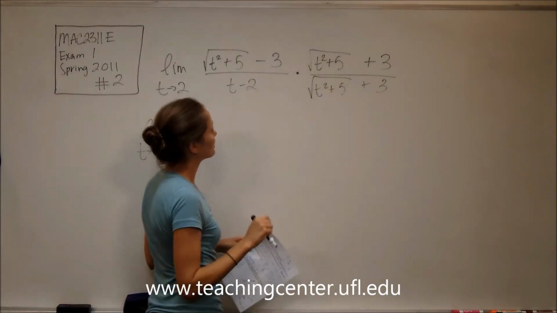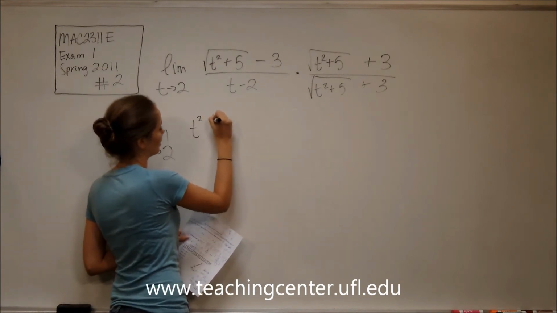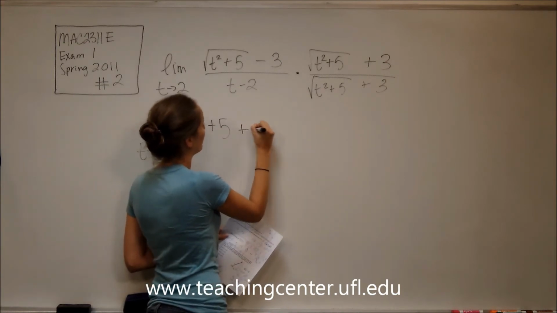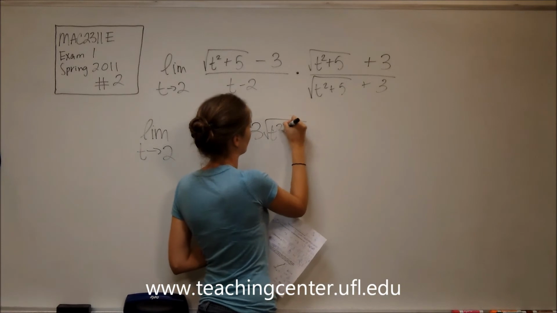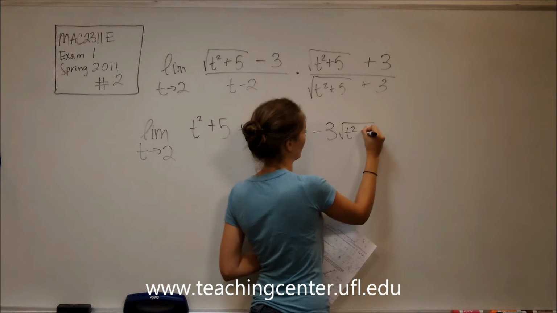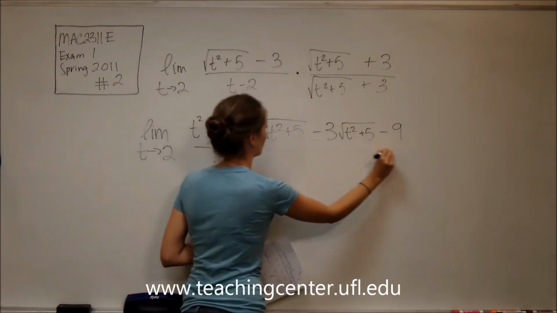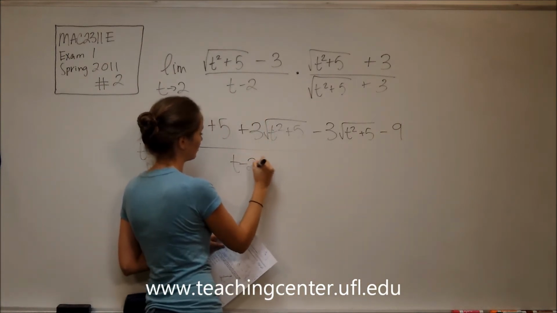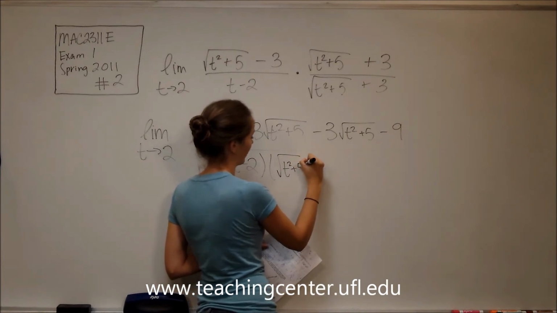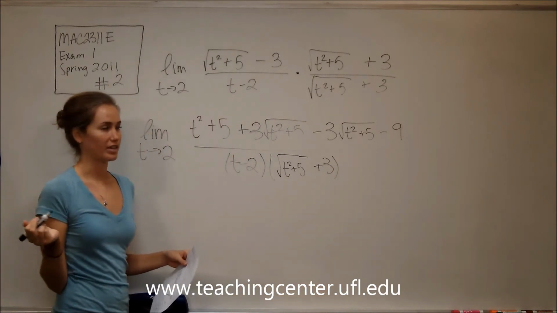So now when we multiply these two together, the square root cancels, so we're just left with t squared plus 5, and then we have plus 3 square root of t squared plus 5 minus 3 square root of t squared plus 5, all minus 9, and then that's all over t minus 2 times the square root of t squared plus 5 plus 3. Okay, and so we can simplify this a lot.